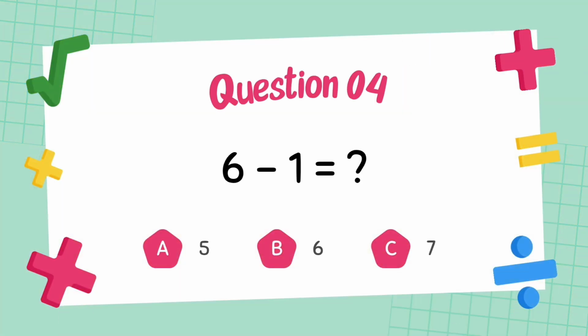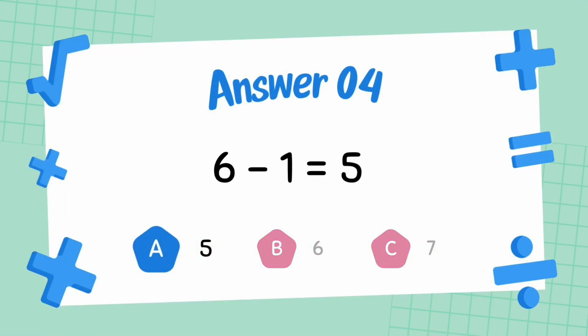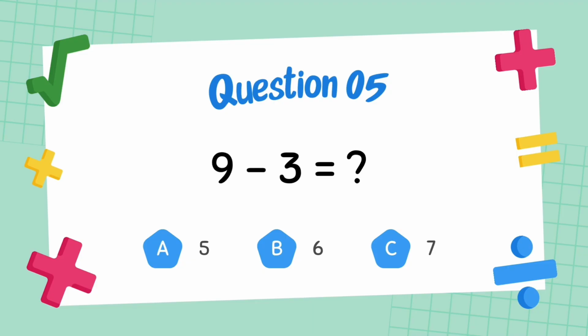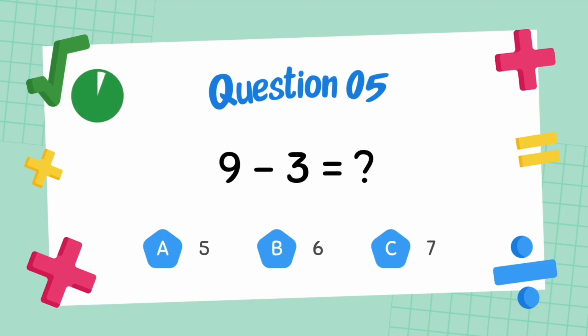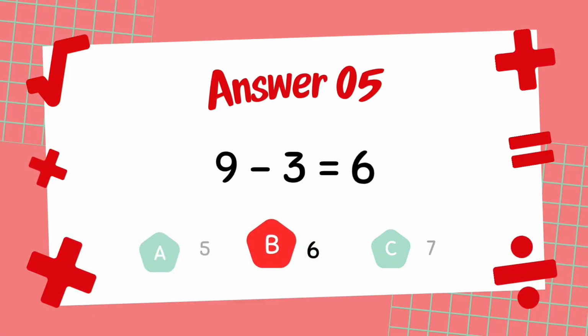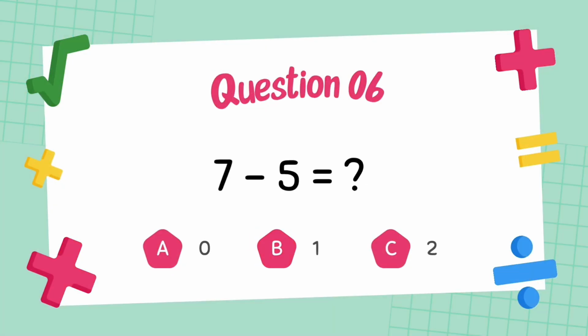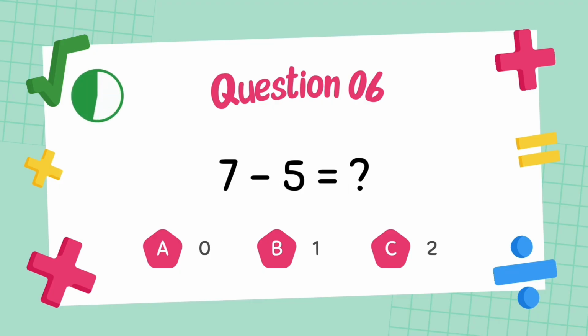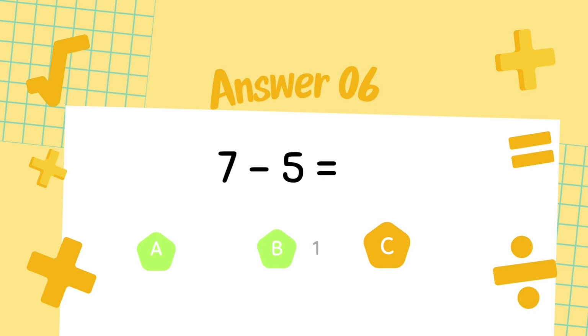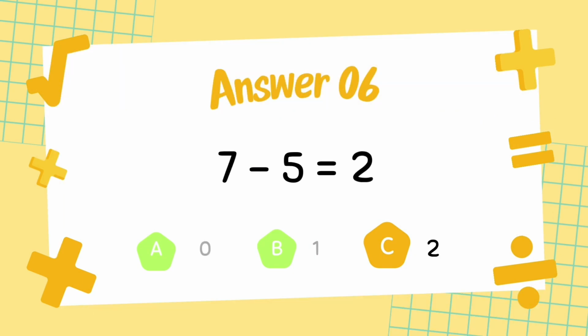What is 6 minus 1? The answer is 5. What is 9 minus 3? The answer is 6. What is 7 minus 5? The answer is 2.